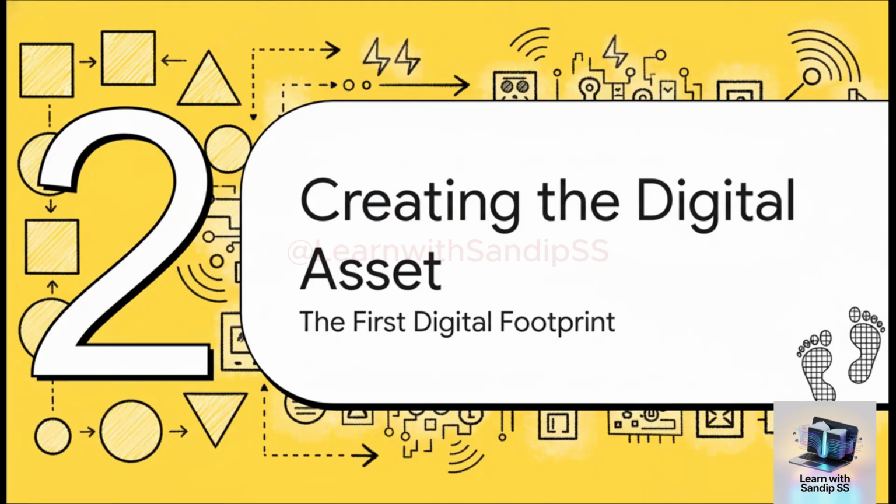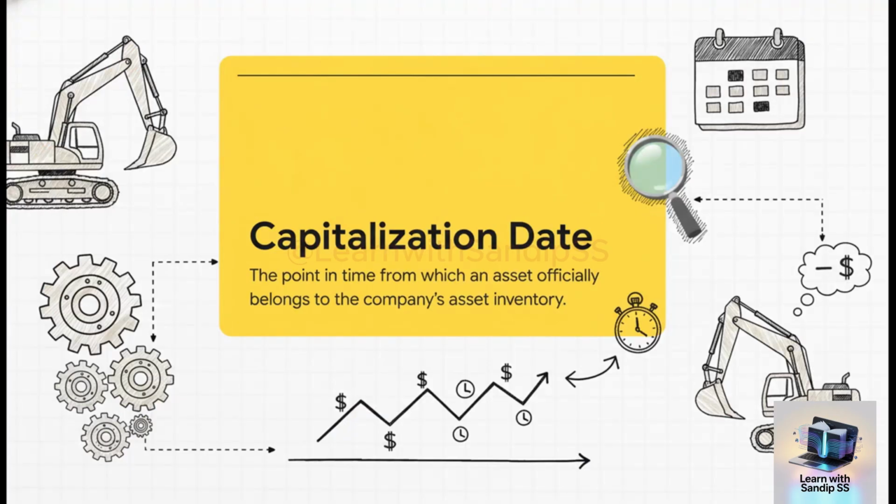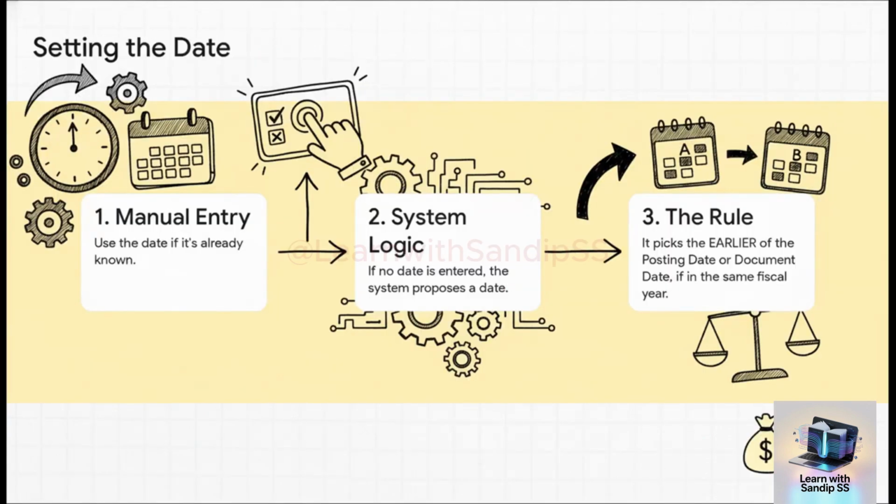So what's the very first thing Kevin has to do? He's got to bridge that gap between the physical world and the digital one. It's time to create the asset's first digital footprint. And it all kicks off with one super important piece of data, the capitalization date. Think of this as the asset's official birthday. It's the moment the excavator joins the company's inventory. And, this is key, it's the starting line for its entire financial life, including when it starts to lose value through depreciation.